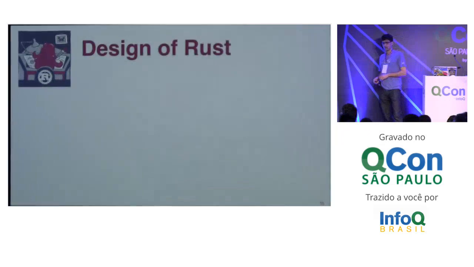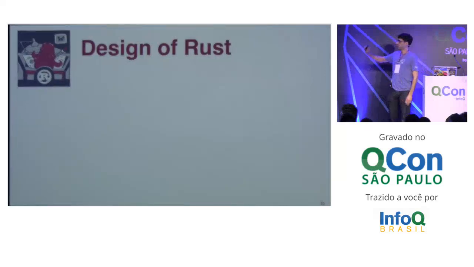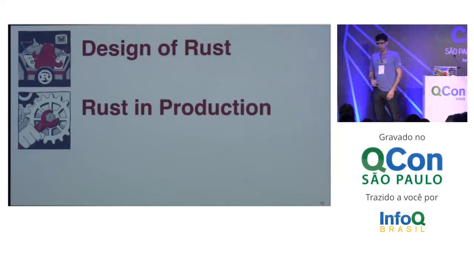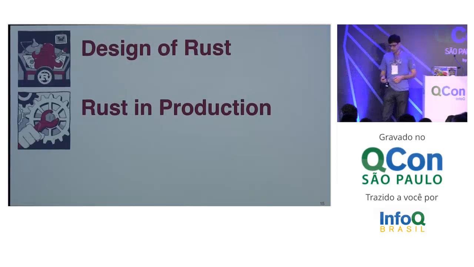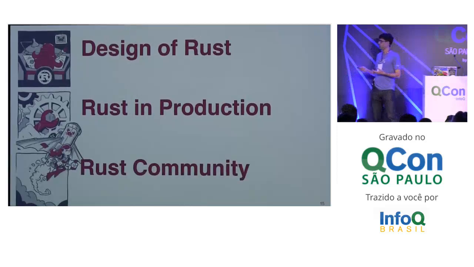All right, so enough. I've sold you pretty hard on Rust. Let me now teach you a little bit about it in more depth. This is the outline of my talk. I'm going to start and cover Rust's design. And then I'm going to talk about some experiences of people using Rust in production and how they used it and what for. And finally, I'll talk a little bit about the Rust community, because that's kind of our secret sauce.